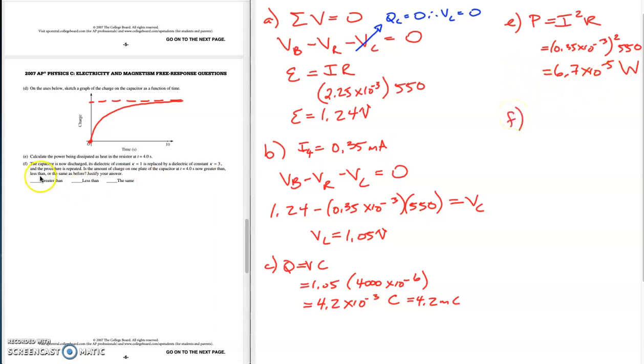All right, part F. Oh, we have check boxes here. Now we're going to discharge it, and we're going to replace it with a different dielectric, which means that now we can store more charge. The amount of charge on one plate of the capacitor is greater than. Okay, so we're going to say greater than.